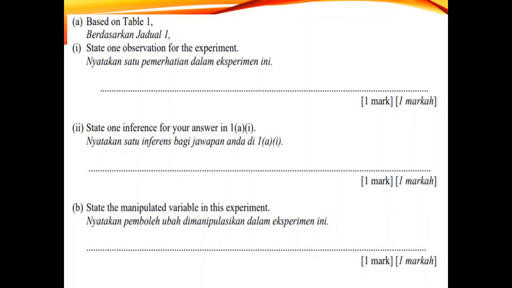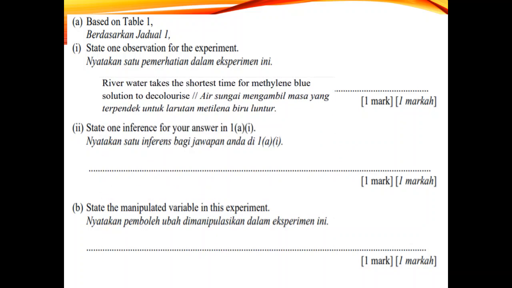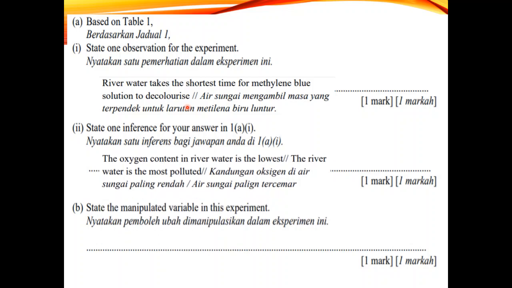State the observation for the experiment. So you just write down what you observe from the experiment, means you get the answer from the table. So the example of the observation you can write down: river water take the shortest time for the methylene blue solution to decolorize. So the next question they ask about inference. You give the reason why the river water take the shorter time for the methylene blue solution to decolorize. So you can write down the oxygen content in the river water is the lowest, or you can write down the river water is the most polluted.